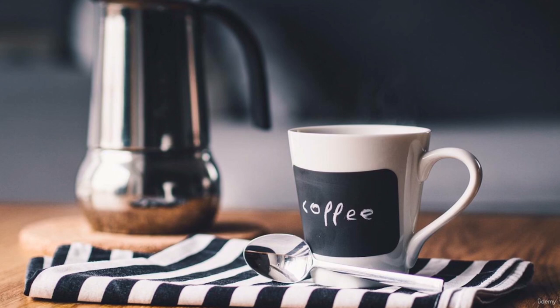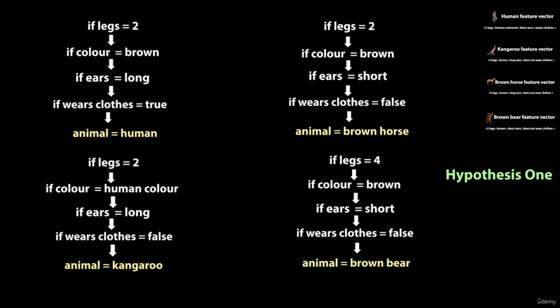While he's away from his desk, this is what is happening in the machine. The machine randomly generates a possible program or model to identify an unknown animal based on its input features. This program may not be 100% accurate, but it is a potential solution. We shall call this model Hypothesis 1. The machine would then take the inputted feature vectors of the known animals and use these to test the accuracy of the model, Hypothesis 1.